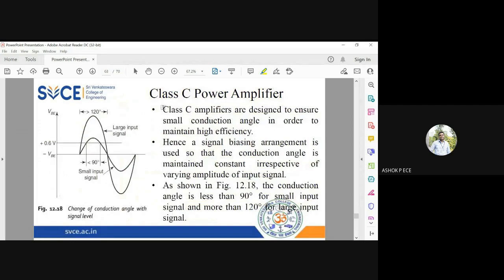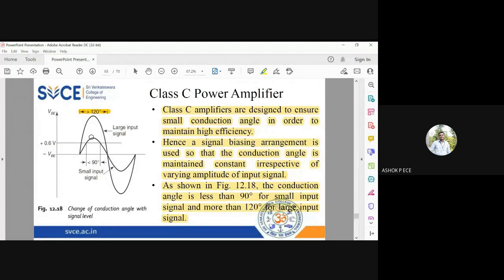Class C amplifiers conduct only for a very short duration, and the efficiency is very high. The biasing is also such that the conduction angle is very small. The conduction angle is less than 90 degrees, or it is 120 for large signal. So we have two conduction angles: less than 90, or 120 for large signal. If the signal variation is very large, the conduction angle is kept at 120.